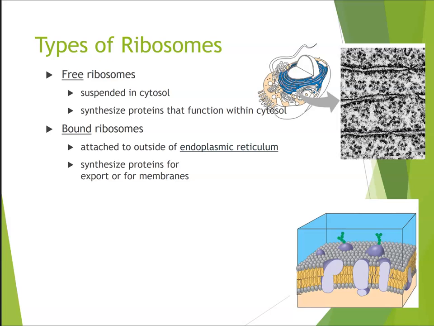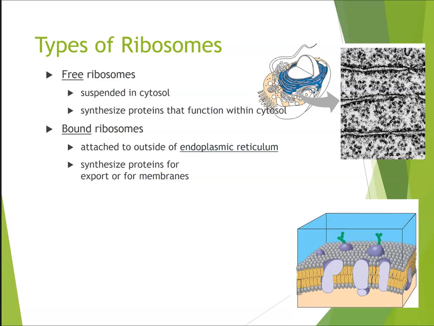There are two different types of ribosomes. There are free ribosomes that are just inside the cytosol, and they synthesize proteins that specifically function within the cytosol. Then there are other ribosomes that are considered to be bound ribosomes, and they are attached to the outside of the endoplasmic reticulum.